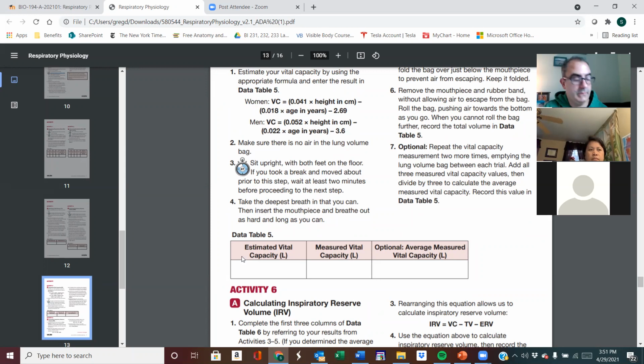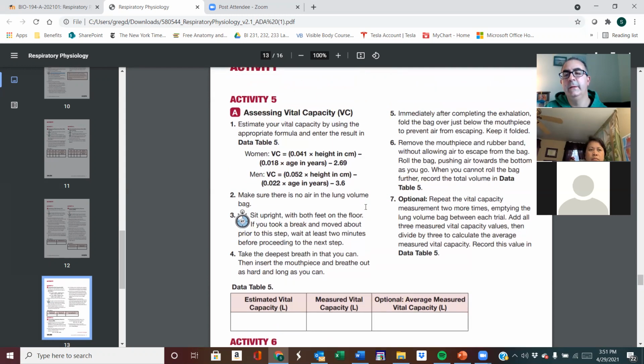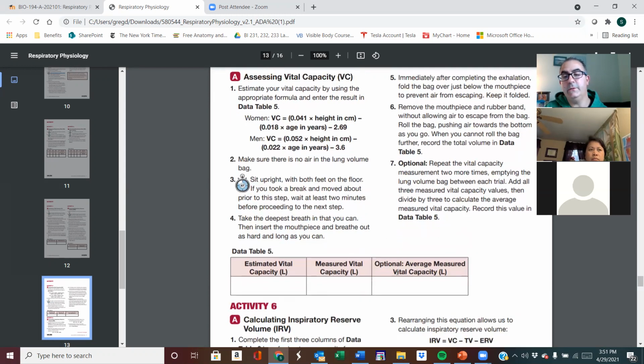Okay, and then what you're going to do is just what I showed you with the bag, and you're going to measure your vital capacity. So your estimated vital capacity from the calculation goes in the first box, measured goes in the second box. Okay, and then you can do average measured if you want. You can take your vital capacity like 3 times if you want, and then do the average, which I recommend. I always recommend doing that.